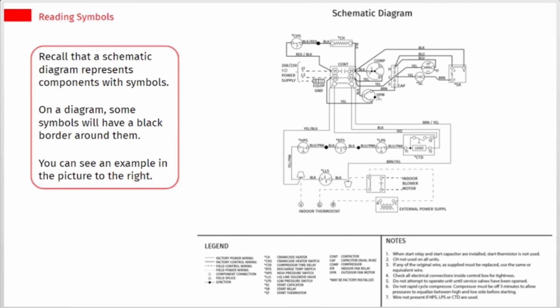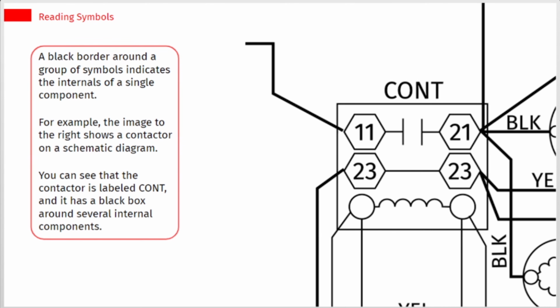Recall that a schematic diagram represents components with symbols. On a diagram, some symbols will have a black border around them. You can see an example in the picture to the right. A black border around a group of symbols indicates the internals of a single component. For example, the image to the right shows a contactor on a schematic diagram. You can see that the contactor is labeled CONT, and it has a black box around several internal components.